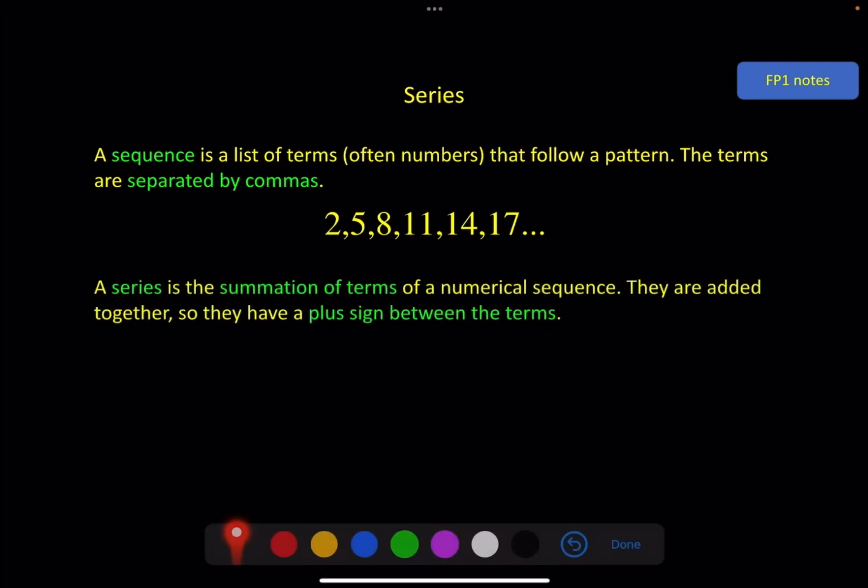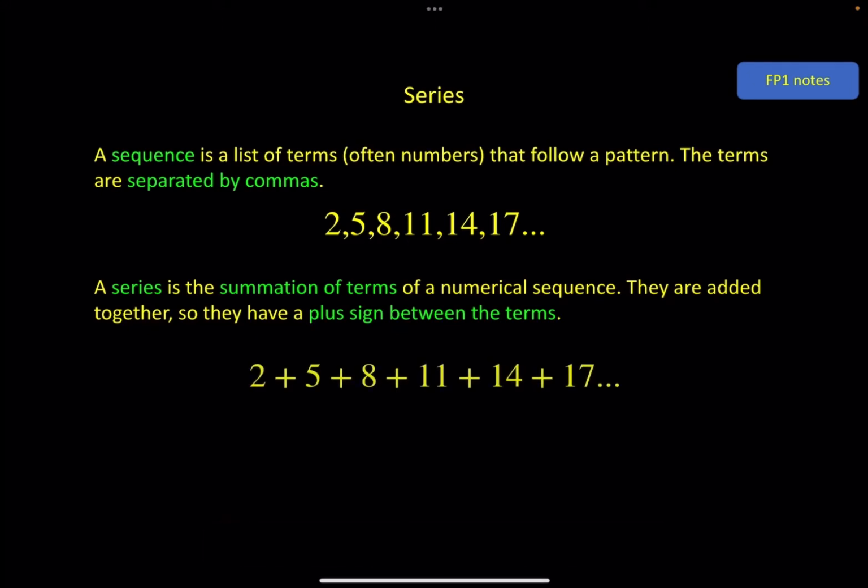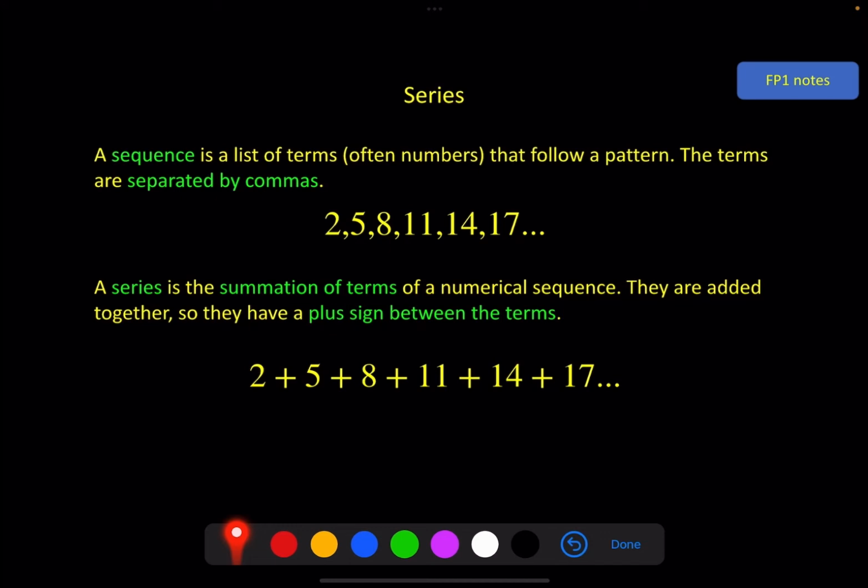A series is subtly different. It's a summation of terms of a numerical sequence. They're being added together, so it will have the same numbers, but it will have a plus instead of a comma. So we add these terms together, and this is a sequence, but this is a series. Now obviously if we kept going with the dot dot dot here, this would just be an infinite series. You would never get a final numerical answer.